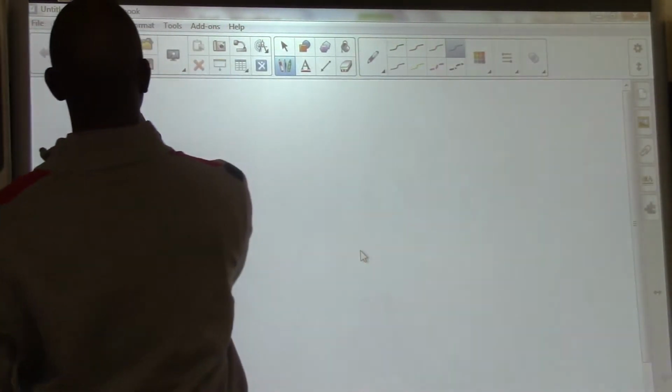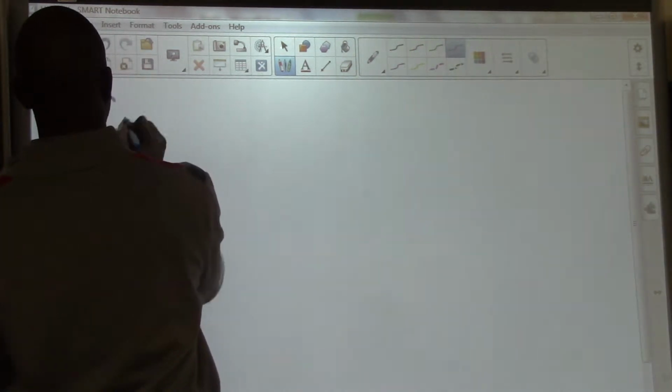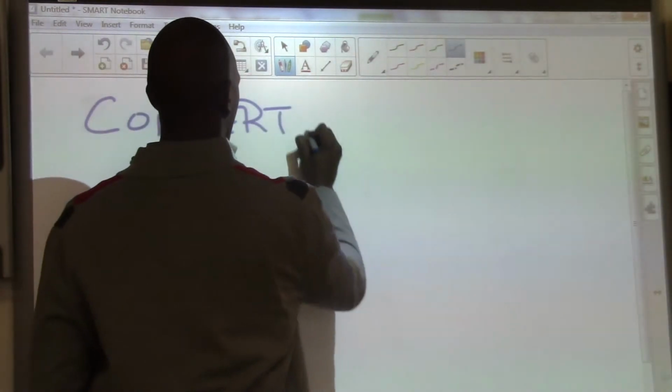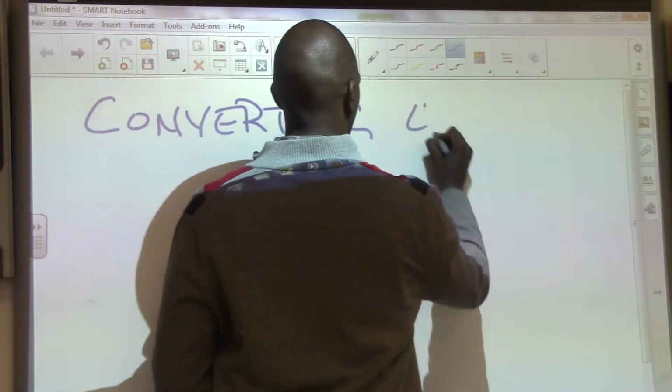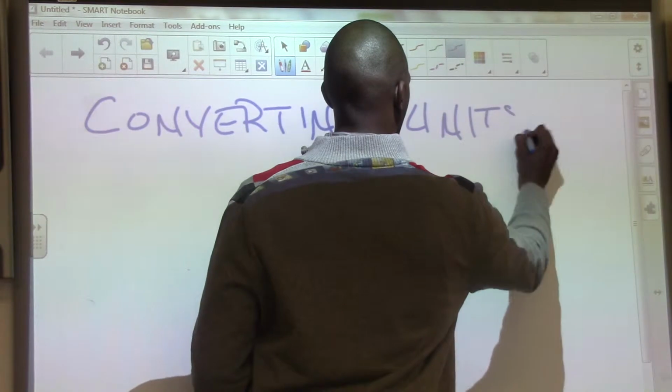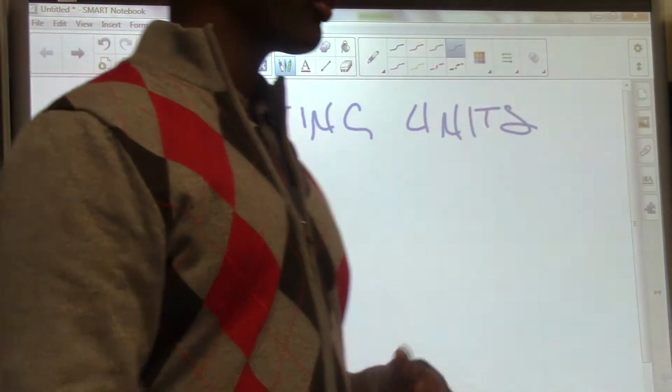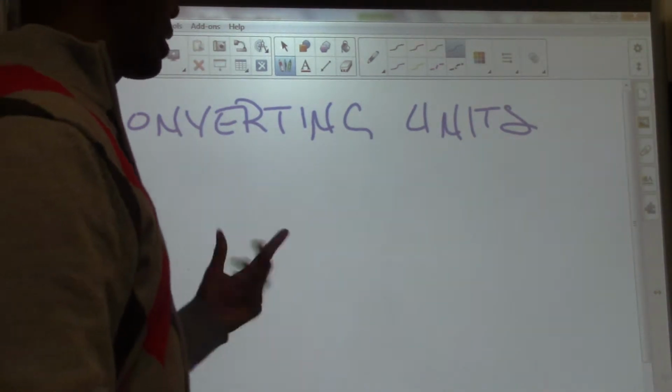In this topic, we're going to be converting units. Whether it's customary units or metric units, it doesn't matter. We're going to work the problems the same way.